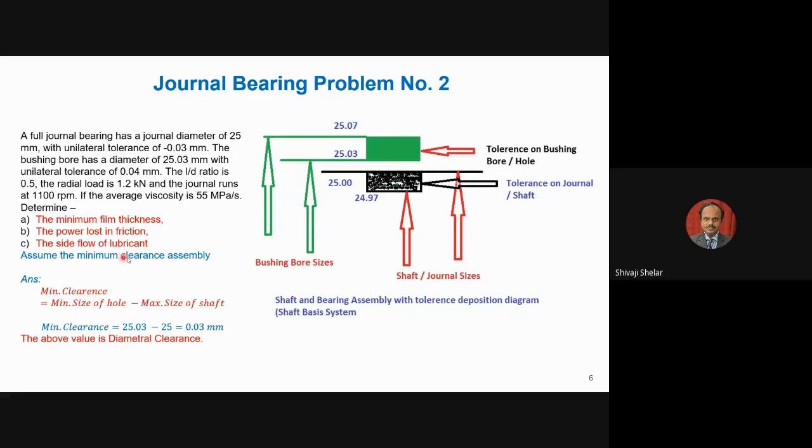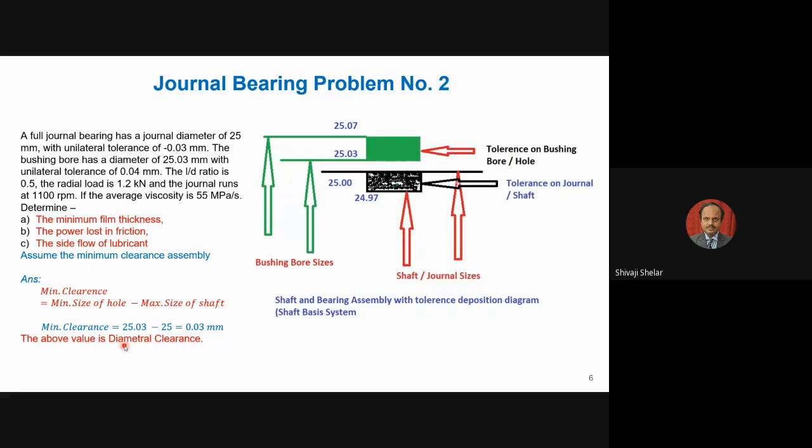If they ask you to determine the maximum clearance, the maximum clearance in this case will be the maximum size of the hole minus the minimum size of the shaft. That is 25.07 minus 24.97. That would be the maximum clearance. Suppose they had asked you to assume the average clearance value for the assembly and determine this. Then what you have to do is determine the minimum clearance and the maximum clearance. Then the average clearance value will be minimum clearance plus maximum clearance, divided by 2.